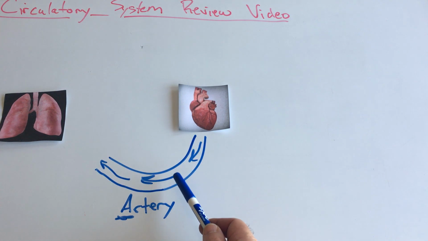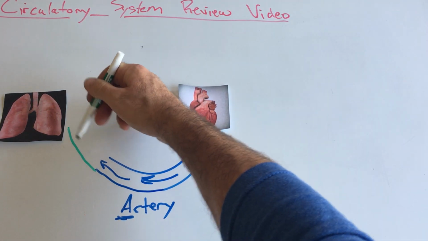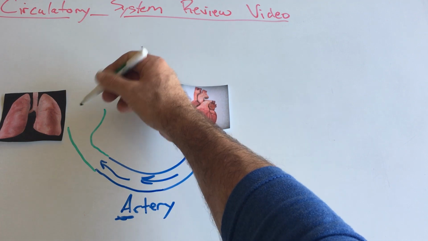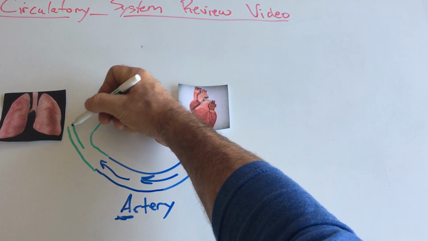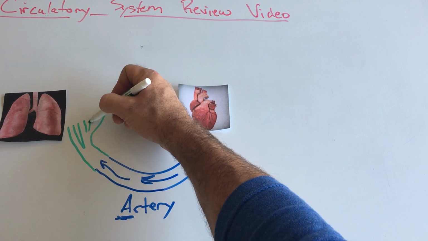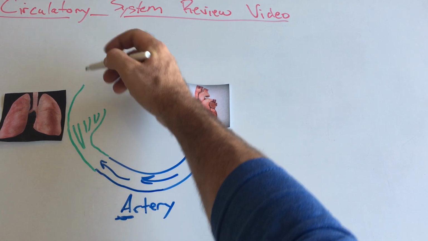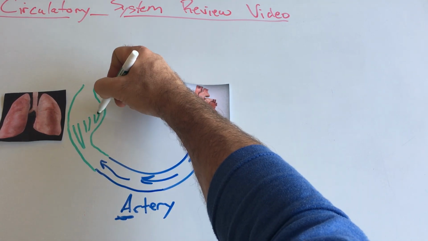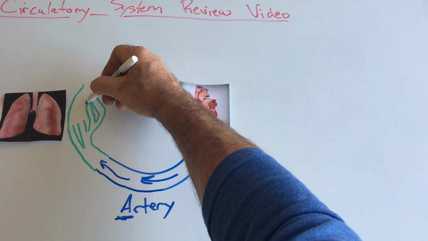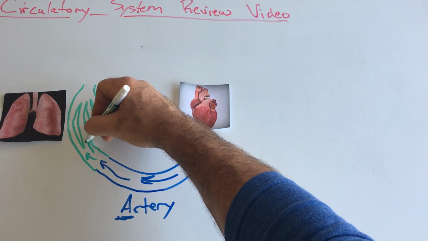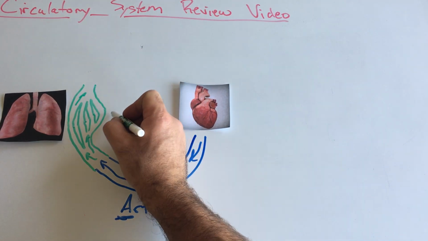But it's going way too fast in the artery to do that. So what it has to do is slow down. And it slows down by branching off and becoming smaller and smaller branches. So it'll branch here, and then it'll branch here, and then it'll branch again. And each of these tiny little branches, which are so small that red blood cells go through single file, are called capillaries.